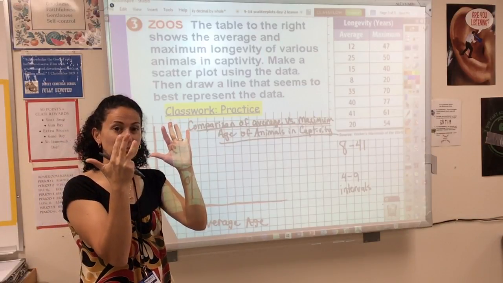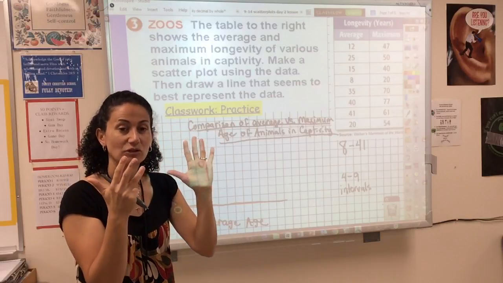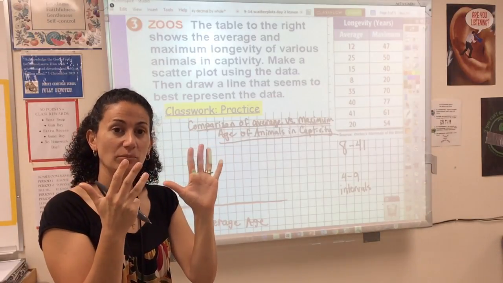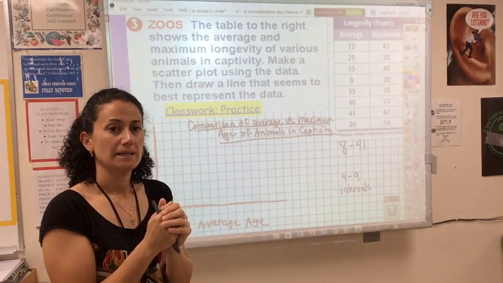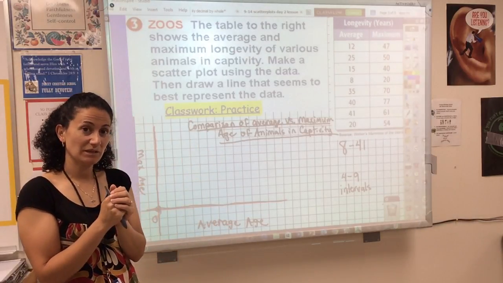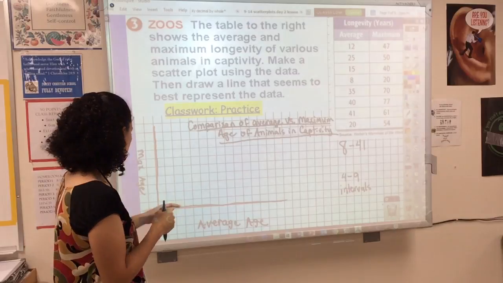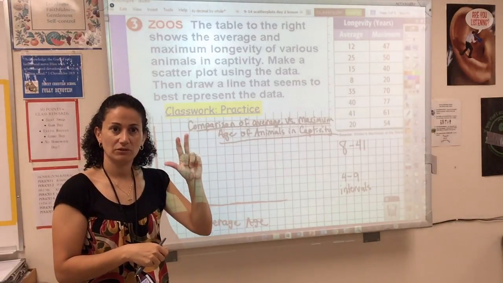Am I still in the sweet spot? Yes, I could count by 5. If I count by 5s, I'll have 9 intervals. What about 10s? Would 10s be okay? Let's see. If I count by 10, I have 10, 20, 30, 40.